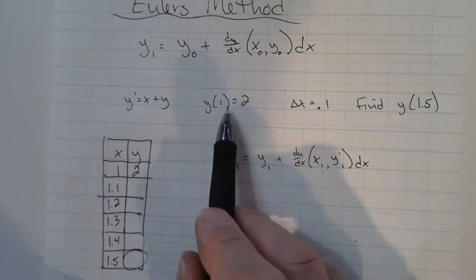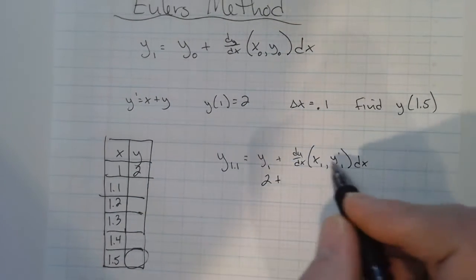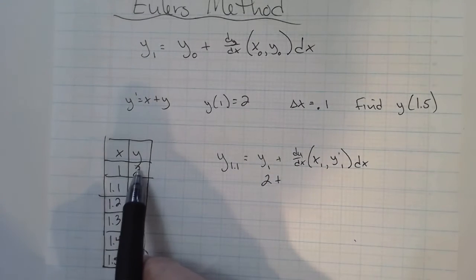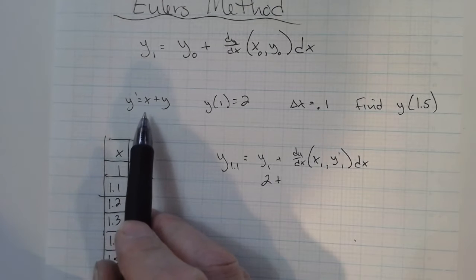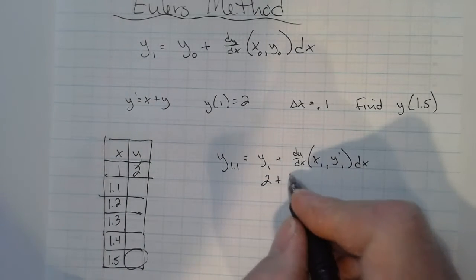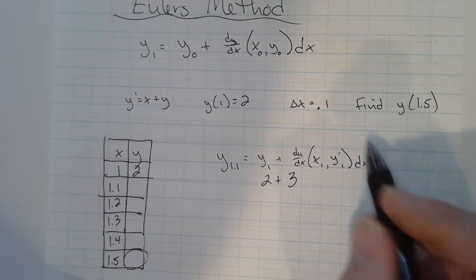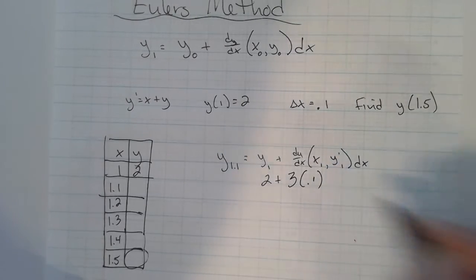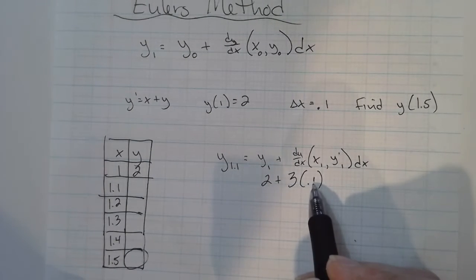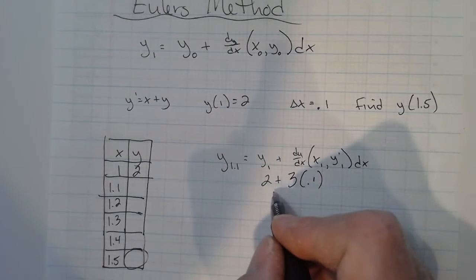All right, our y1 is 2. If I plug our x and y into our differential equation, all you're doing is adding your x and y. So 1 plus 2 is 3. And times dx, it's always going to be 0.1 in this problem. So 2 plus 3 times 0.1, so 2 plus 0.3 would be 2.3.